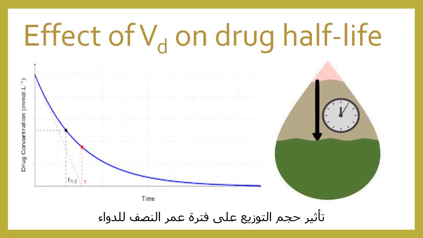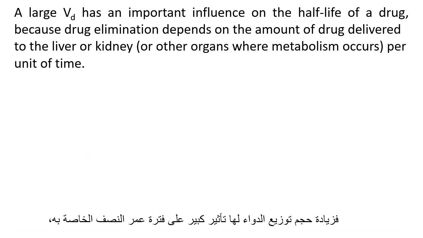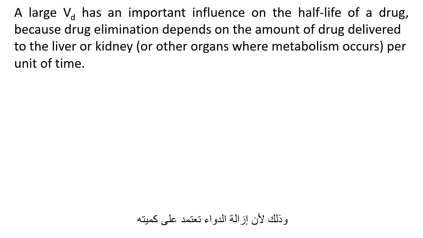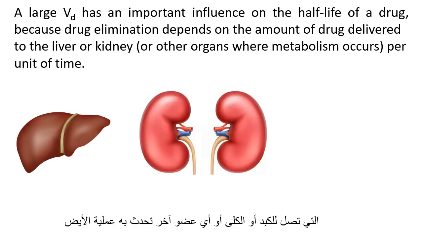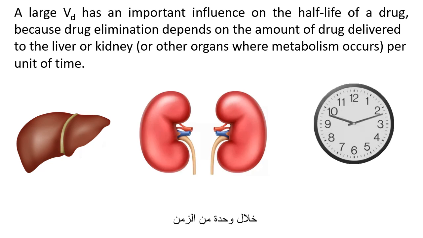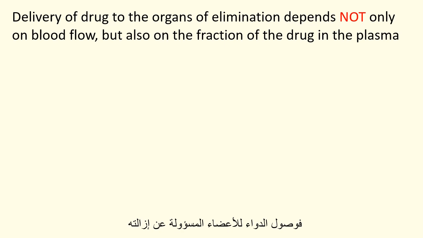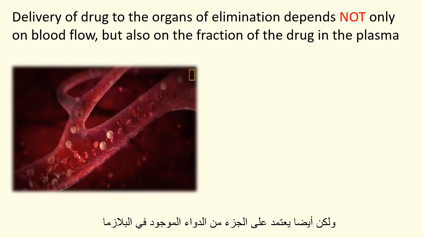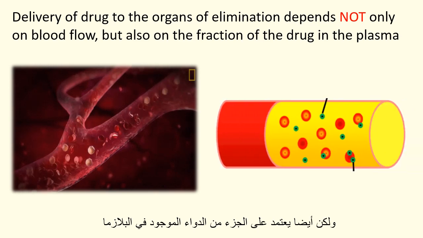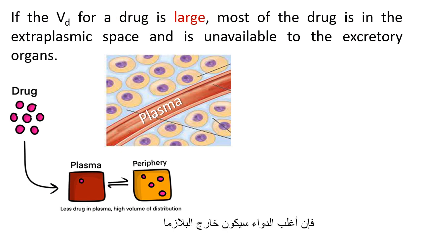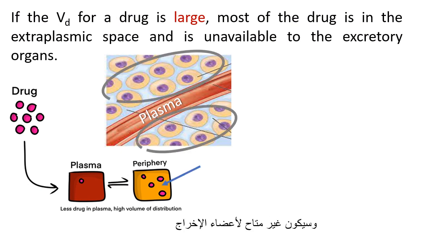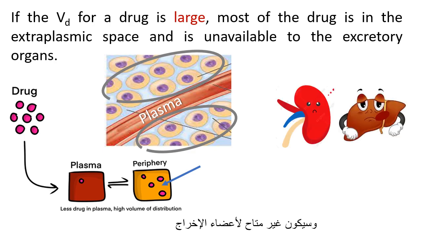Effect of the volume of distribution on drug half-life. A large VD has an important influence on the half-life of a drug because drug elimination depends on the amount of drug delivered to the liver or kidney or other organs where metabolism occurs per unit of time. Delivery of drug to the organs of elimination depends not only on blood flow, but also on the fraction of the drug in the plasma. If the VD for a drug is large, most of the drug is in the extraplasmic space and is unavailable to the excretory organs.